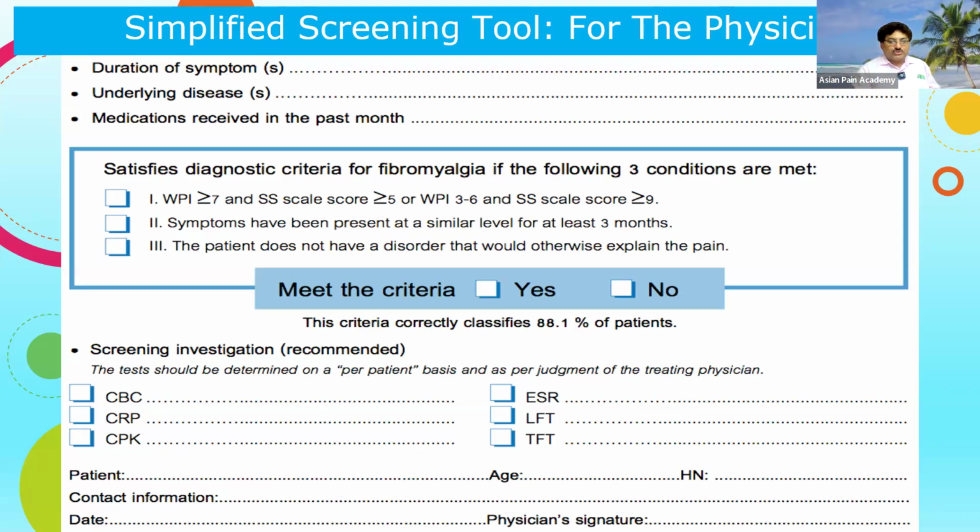In those conditions also we will take the patient as a fibromyalgia patient, and symptoms have to be present at a similar level for the past 3 months, and the patient does not have any disorder to otherwise explain the pain. So if all three criteria are met, then we can clinically diagnose the patient as fibromyalgia, but for which there are certain recommended tests like the CBC, CRP, CPK, ESR, LFT, TFT, and in ideal fibromyalgia cases all should be normal.